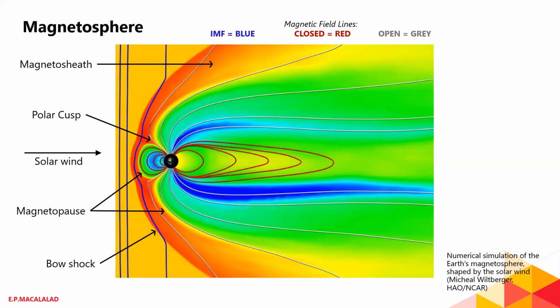Okay, so that's why the magnetosheath, depicted by a red-orange color here, shows that the magnetosheath is the part of the magnetosphere where there is much more plasma than the others.